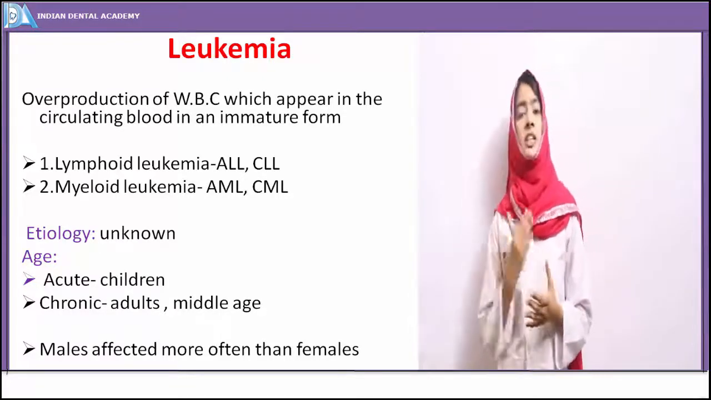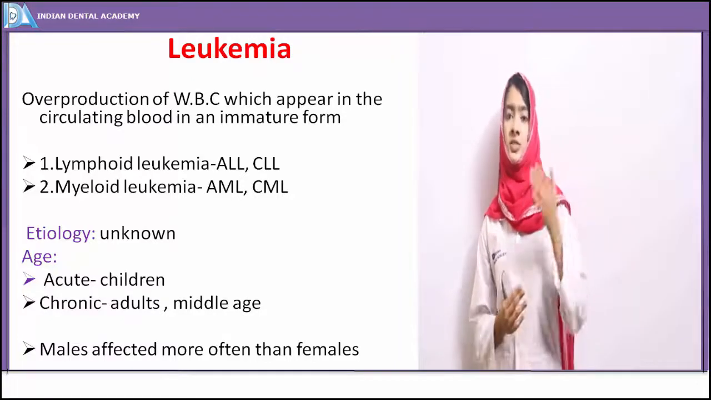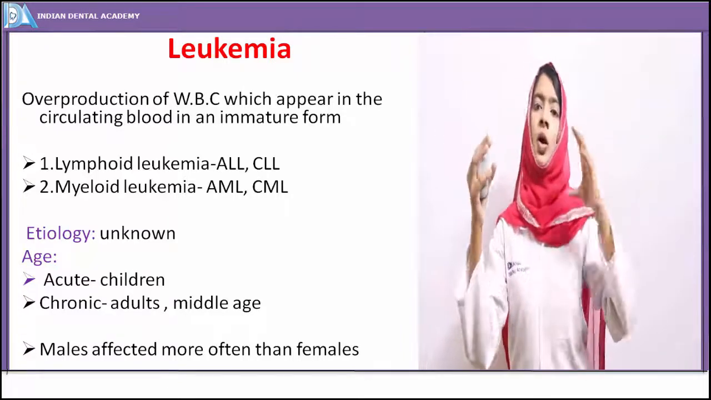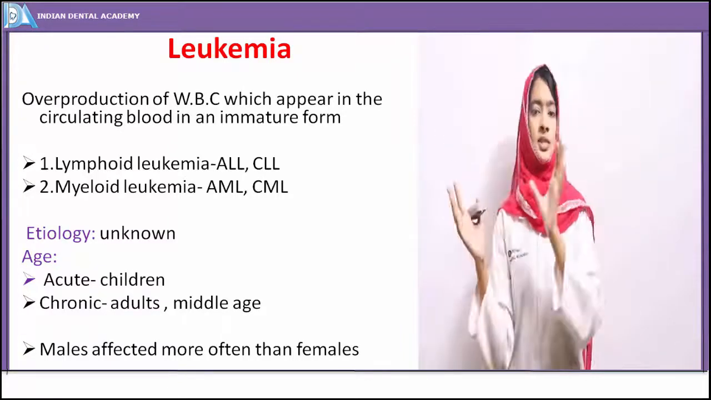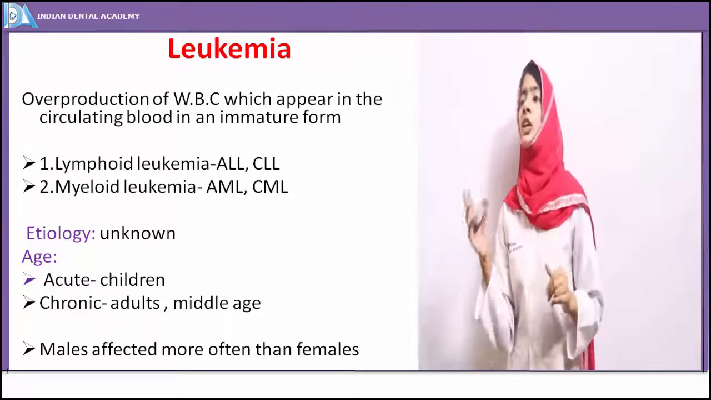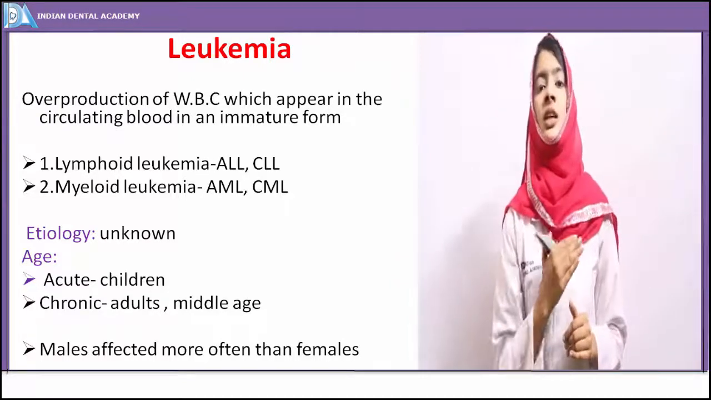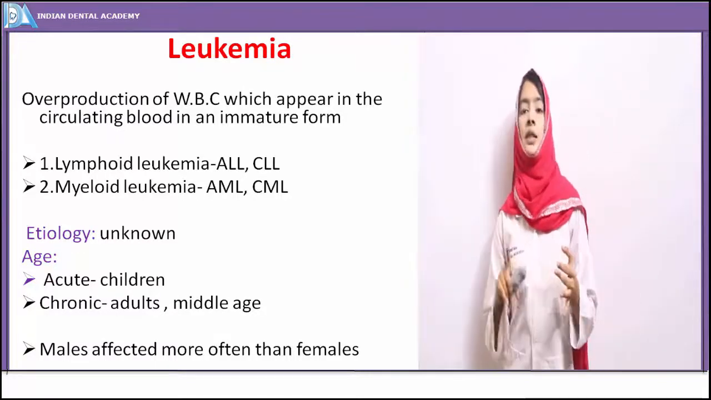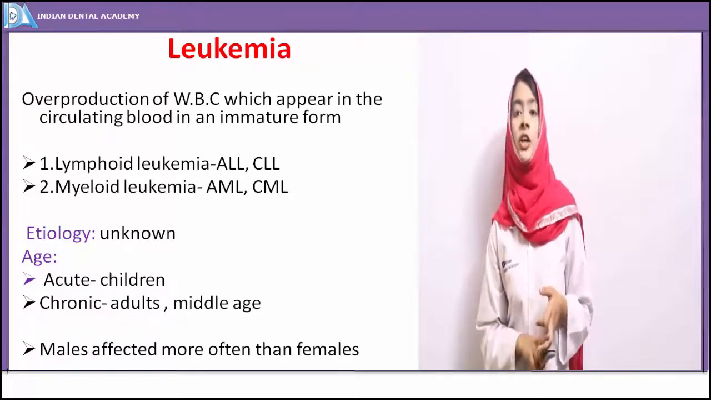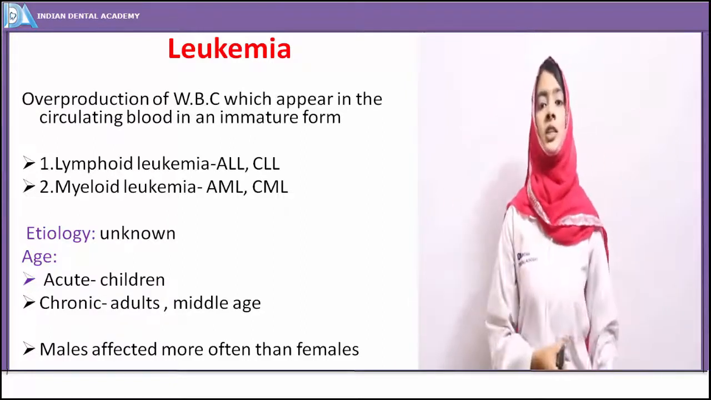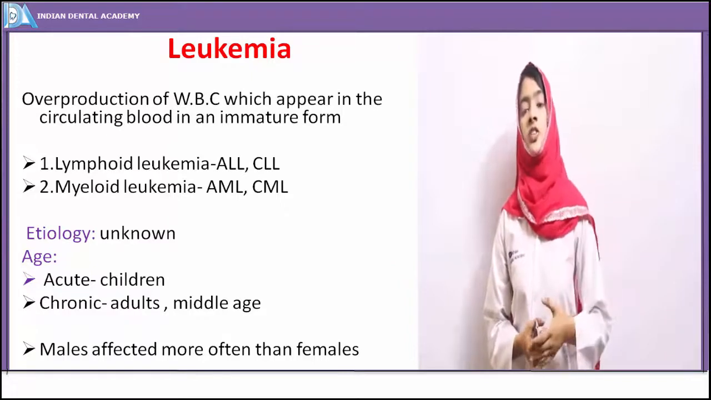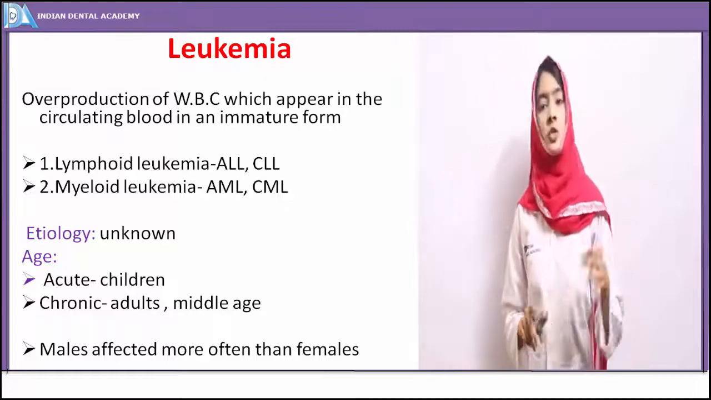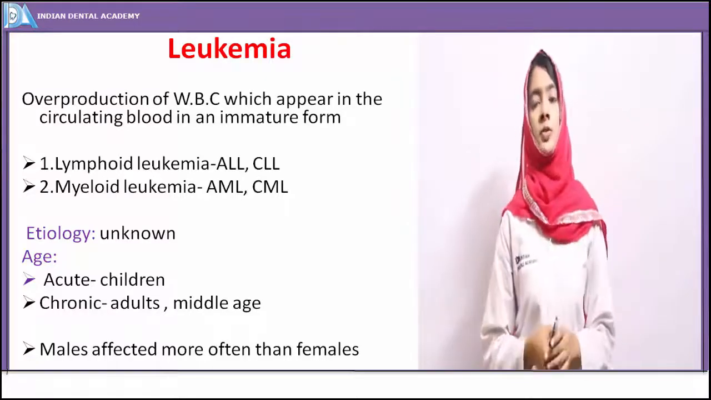So leukemia, or the increased production of white blood cells, as we have seen in the hematopoiesis process, may affect either the lymphoid progenitor or the myeloid progenitor. We have seen there are 2 series, the myeloid series and the lymphoid series, right? If they affect the lymphoid series, then that is nothing but lymphoid leukemia. It has 2 forms, acute lymphoblastic leukemia and chronic lymphoblastic leukemia. And myeloid leukemia affects the myeloid series of blood cell production, and it again has 2 forms, acute myeloid leukemia and chronic myeloid leukemia. So we'll see the differences between the acute and the chronic forms also.